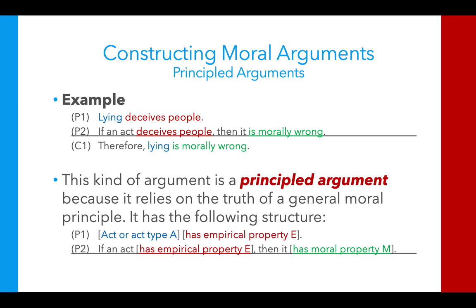Sometimes an argument might even say if an act has some moral property A, then it has this other moral property B. But most of the arguments will look like this. If an act has some empirical property, then it's got some moral property. If we've got those two premises, we can conclude that act, or act type A, has the moral property mentioned in premise 2.